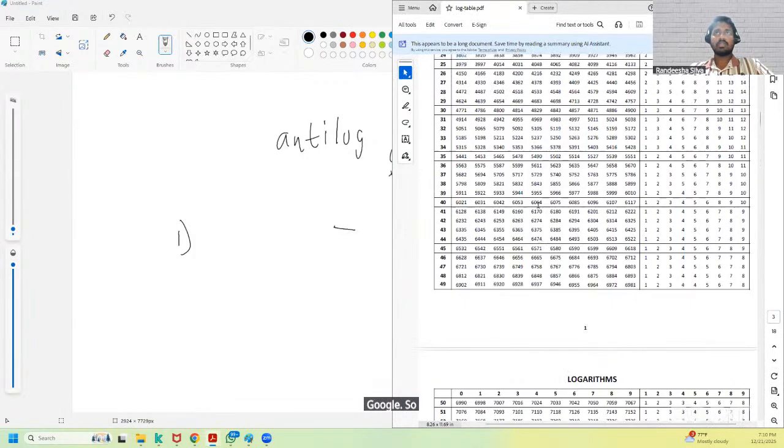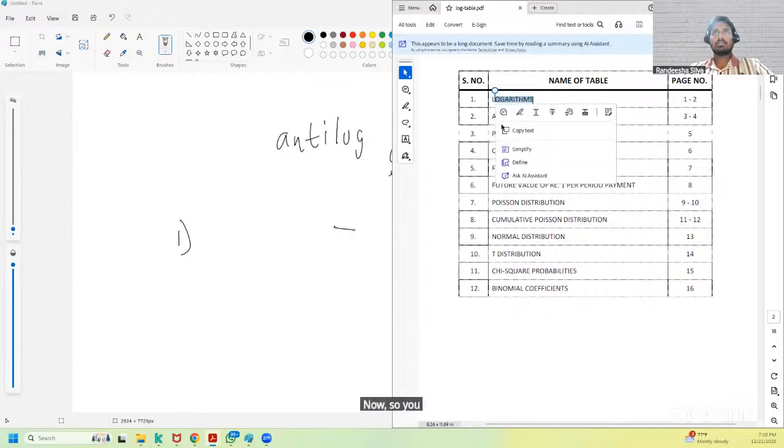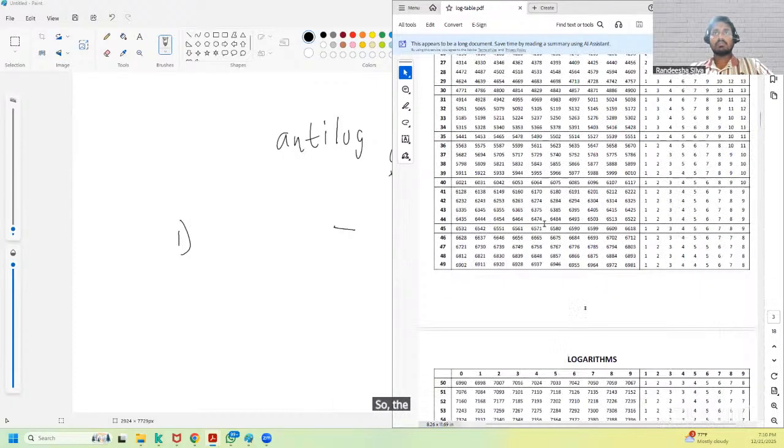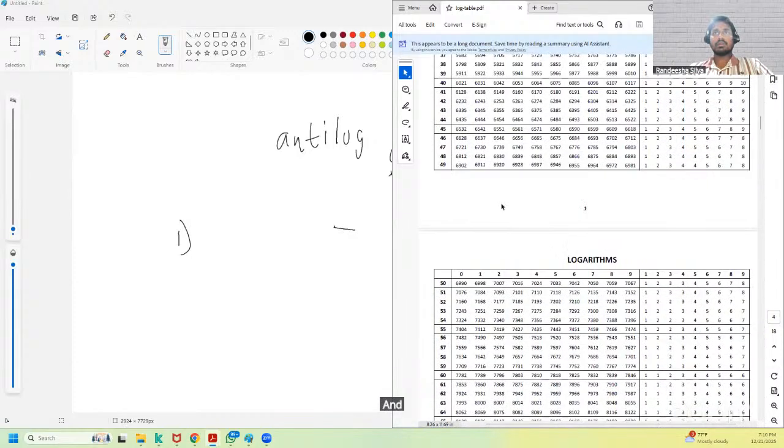Here it has multiple tables: logarithm, anti-logarithm, multiple, cumulative percent. These are not useful for you now. You need these logarithms. The first one is for you, and the anti-logarithms part. Okay, so now, I hope you got the answer.